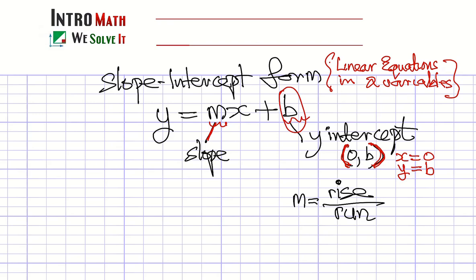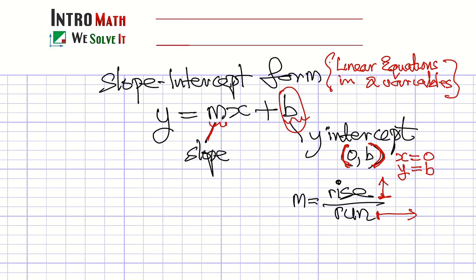And then we're also gonna use the idea that slope equals rise over run. Don't forget that. Rise is the vertical, right? Vertical line. And run is the horizontal line. Don't forget that. So we're gonna use all these concepts.